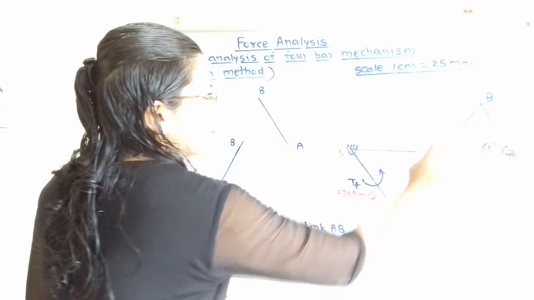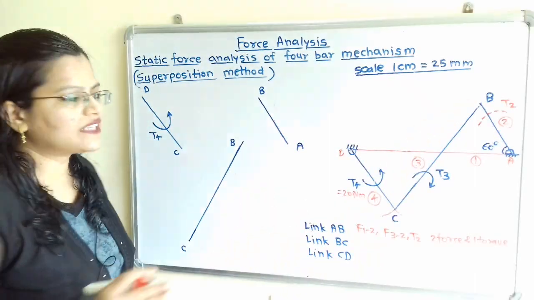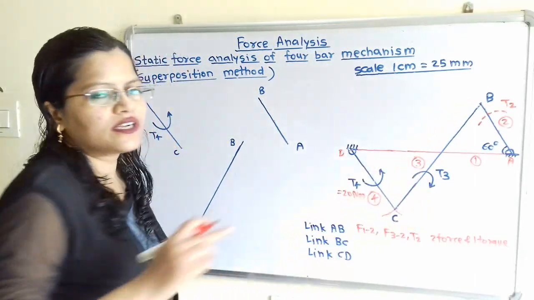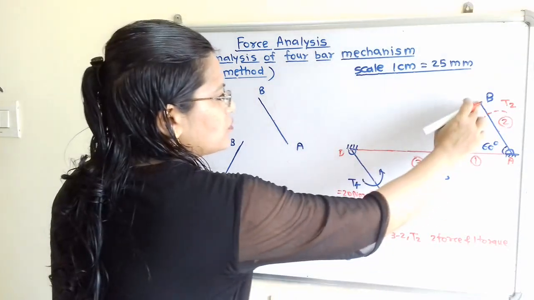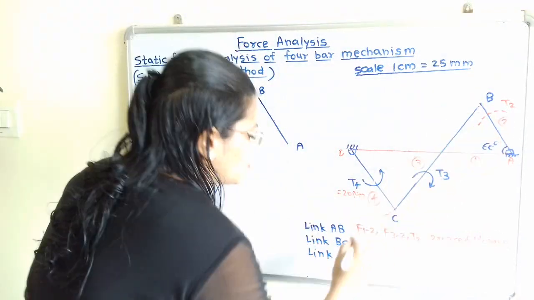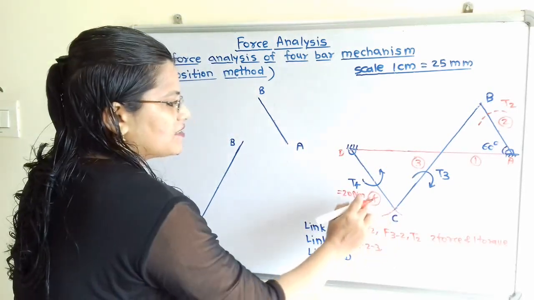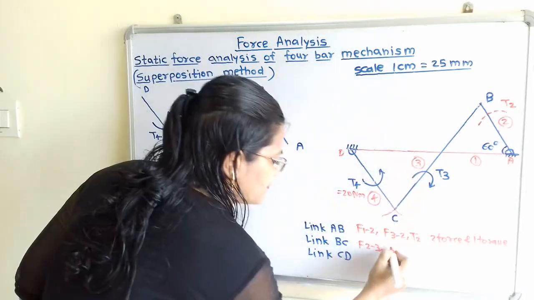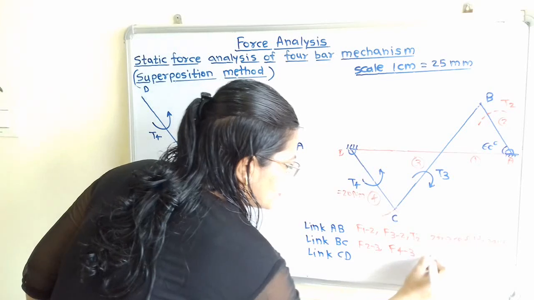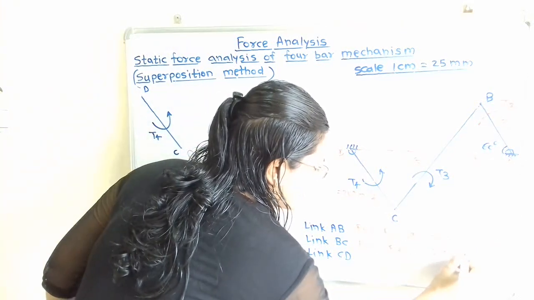Now we will move to link BC. So here this time T3 is not considered. There is force through this point B, f of 2 to 3. Then through this point C there is force f of 4 to 3. So this is a 2 force member.